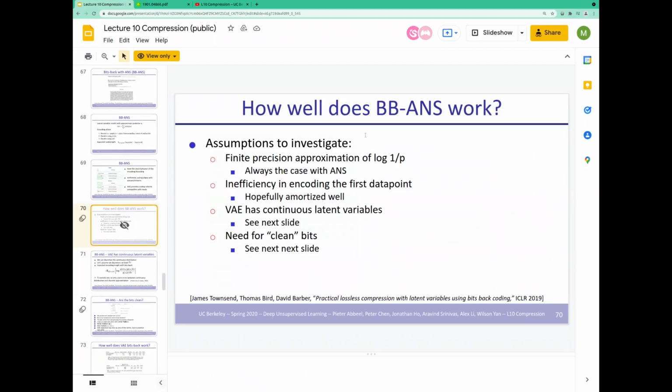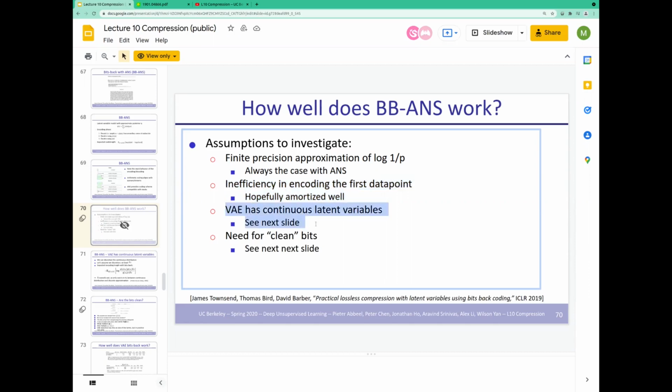Okay, so these are the assumptions that we have to look at. First, finite precision approximation of log 1 over p, and inefficiency in coding the first data point. The first data point always has some random stuff that you have to put in there, so it has to be amortized, or you just use some metadata that you'd have to store anyway.